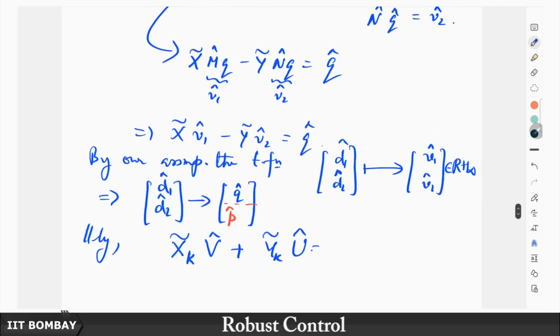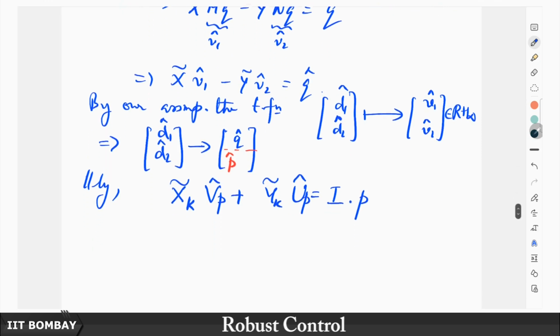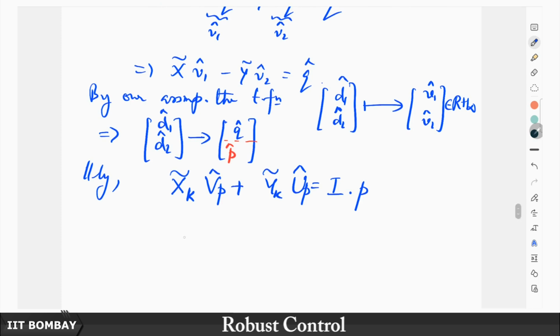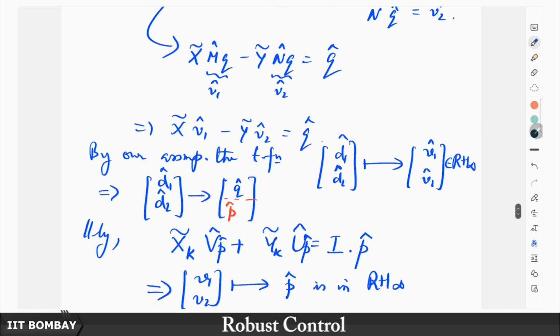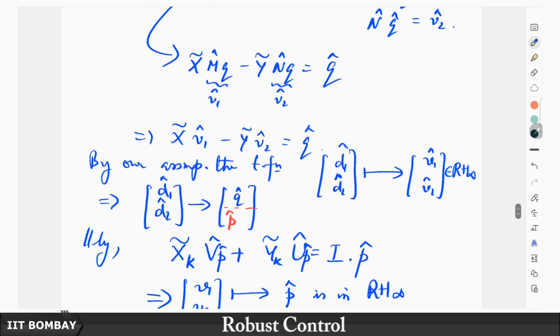So, now we have this is equal to identity, and clearly if we hit this with p on both sides and do exactly a similar set of steps, we will come to the conclusion that the map from V1, V2 to P hat, just like we have from here, I leave that detail as an exercise for you to check suitably, is in RH infinity.